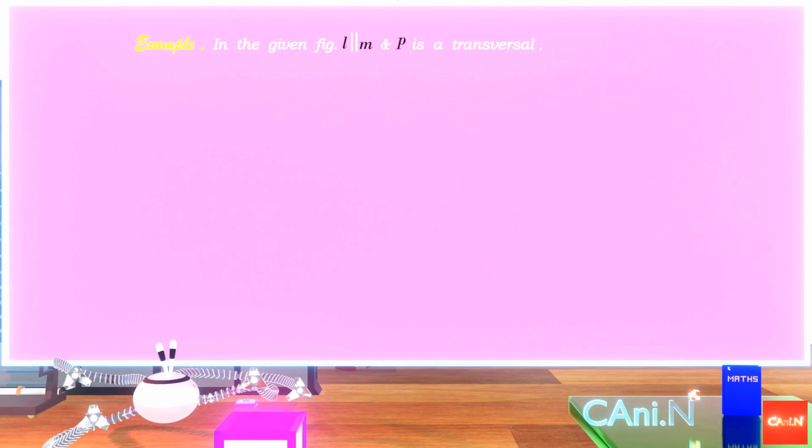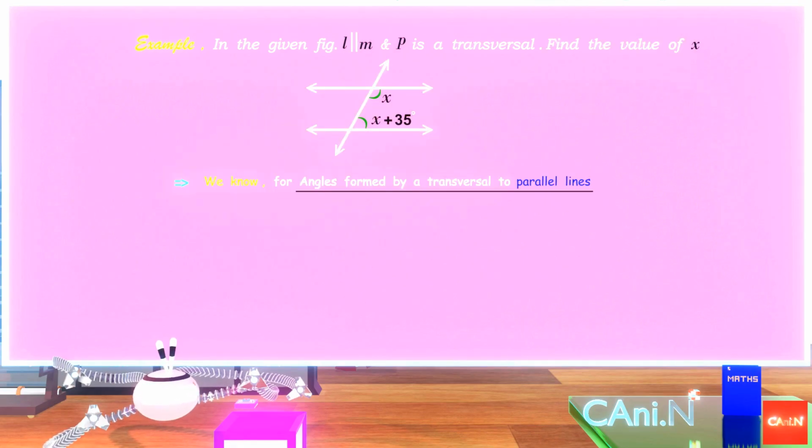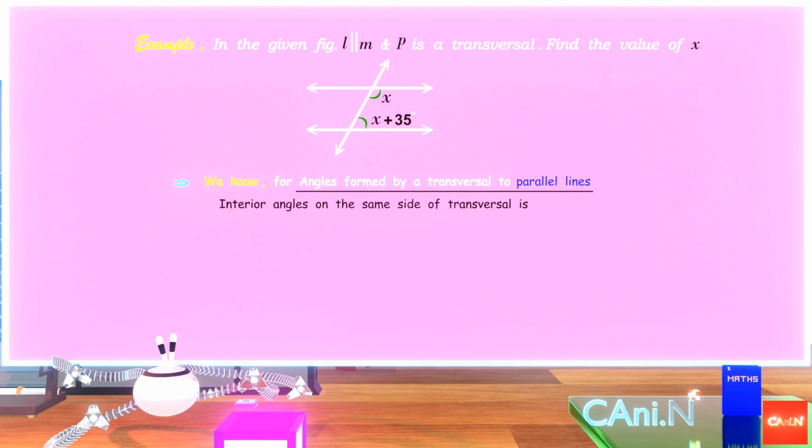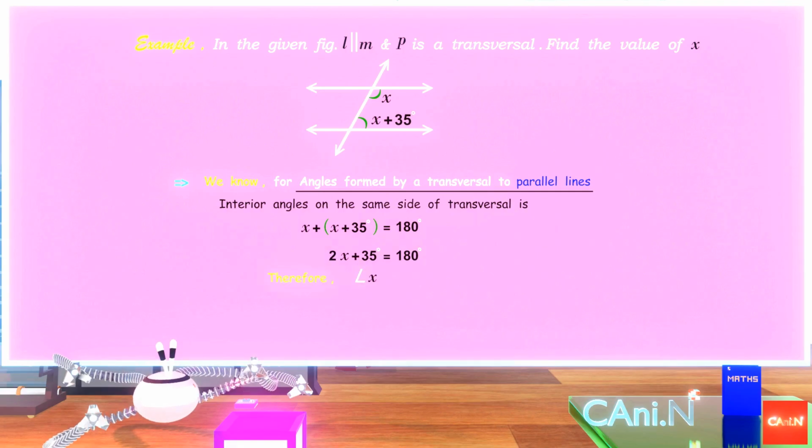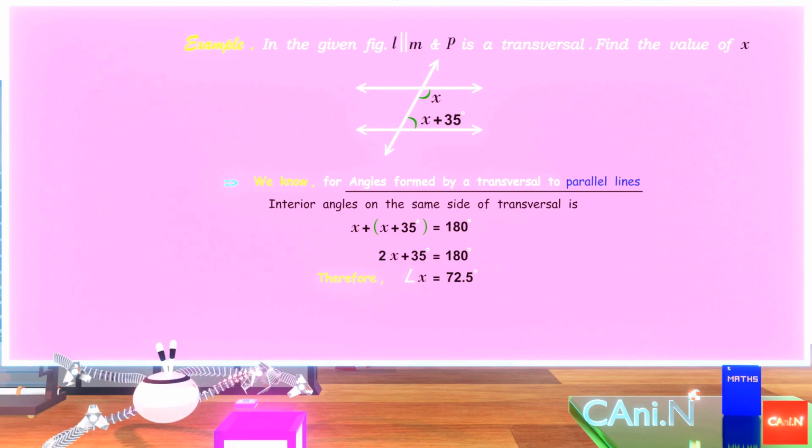Example: in the given figure, L is parallel to M, and P is a transversal. Find the value of X. We know, for angles formed by a transversal to parallel lines, interior angles on the same side of the transversal are supplementary. X plus 35 degrees equals 180 degrees. 2X plus 35 degrees equals 180 degrees. Therefore, angle X equals 72.5 degrees.